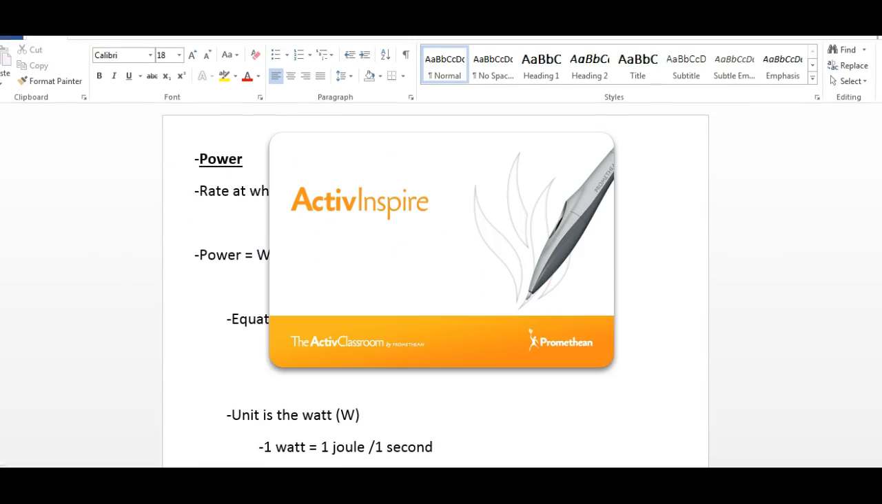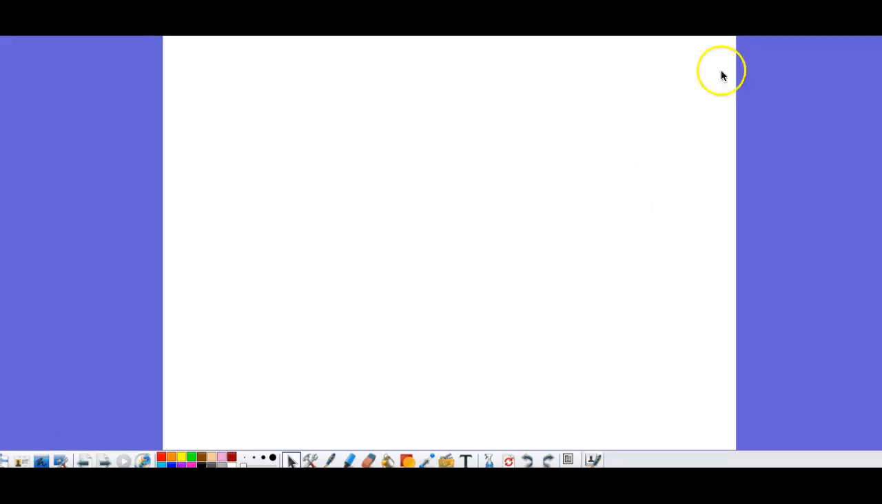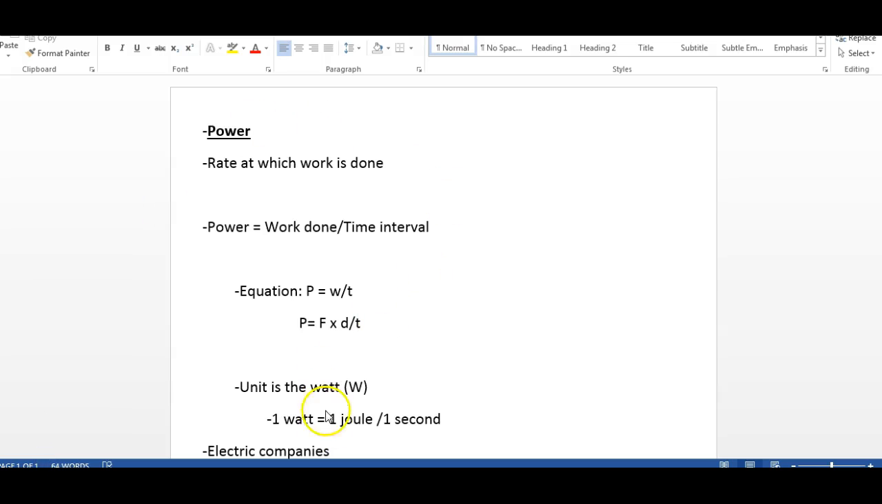So if you remember, we've been looking at energy, and energy and work are closely related. Work is force times distance. If you apply a force to something and move it a certain distance, you've done work. The unit is joules. And work is closely related to energy, especially kinetic energy.